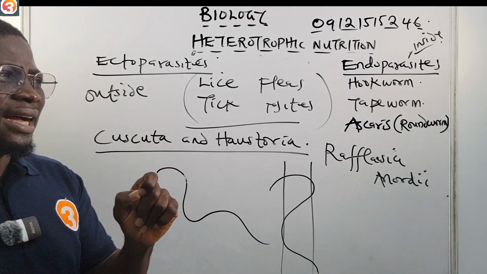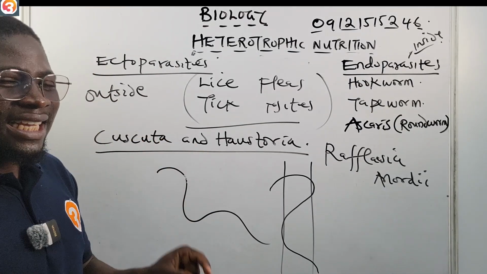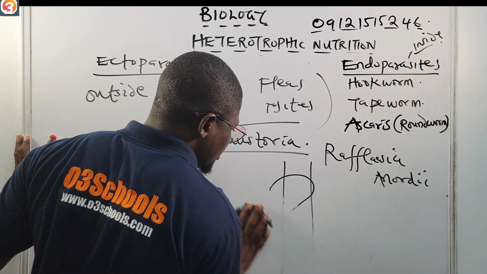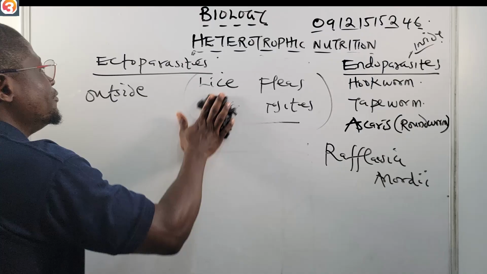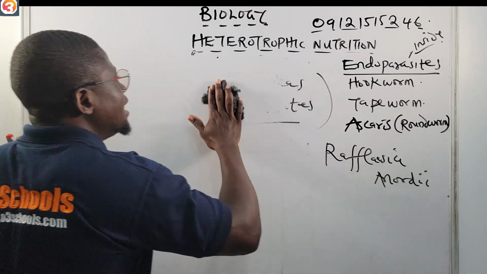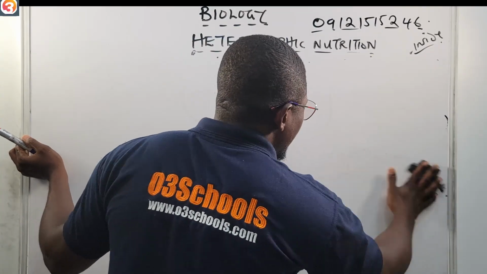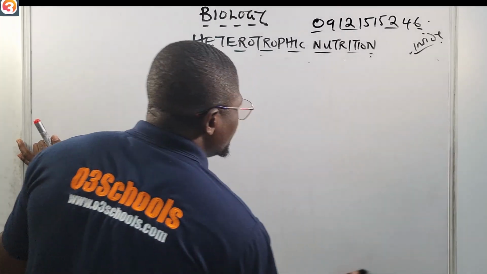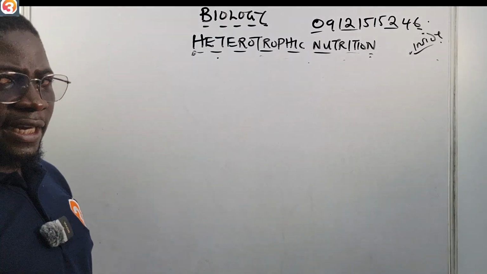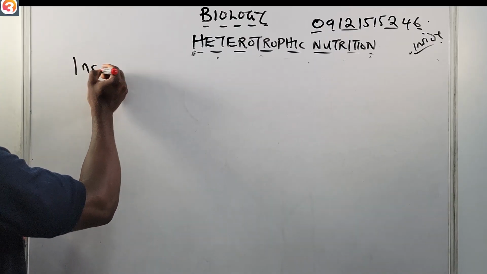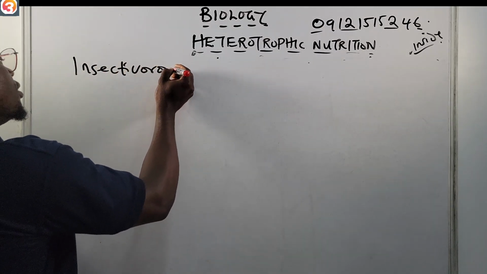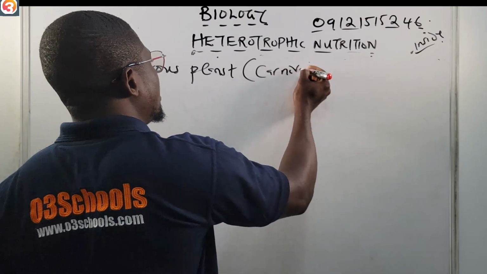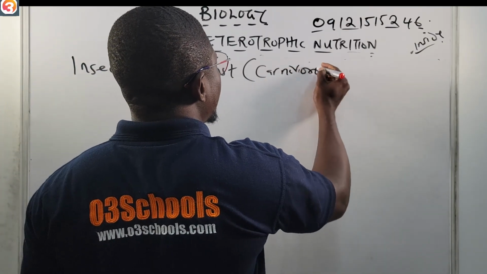Now let's talk about insectivorous plants. These insectivorous plants, we'll call them carnivorous plants also. They are either called insectivorous plants, as you can see in your past questions. It has been asked in the past question before, so it's also good for us to give it credence. Insectivorous plants, we'll call them the carnivorous plants.